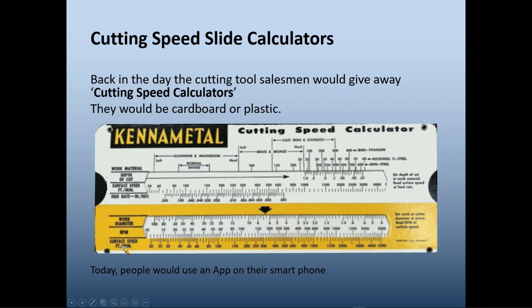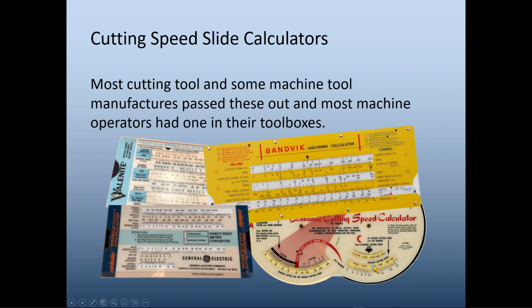And then at the very bottom, we go over and we find a surface feet per minute. And if we come over here and find, let's say, 200 surface feet a minute, we're looking at something in the neighborhood of about 120, 115 or so RPM. Today, people would most likely use their calculator or an app on their smartphone. Most cutting tool and some machine tool manufacturers passed these out, and most machine operators had one in their toolboxes.